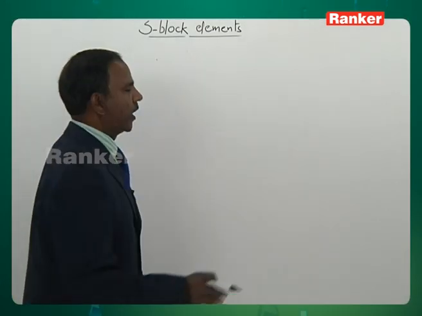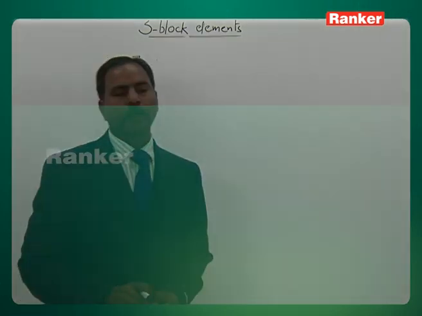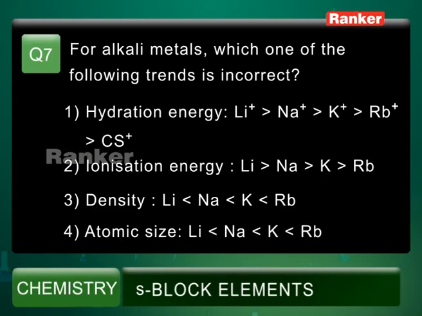Coming to question number 7. For alkali metals, which one of the following trends is incorrect? What is the incorrect trend? Let us see. Option 1, hydration energy. Yes, lithium is very small, therefore its heat of hydration is very high: Li plus, Na plus, K plus, Rb plus, Cs plus. That's okay, correct. Coming to second, ionization energy. Lithium is smaller in size, lithium is more than sodium.